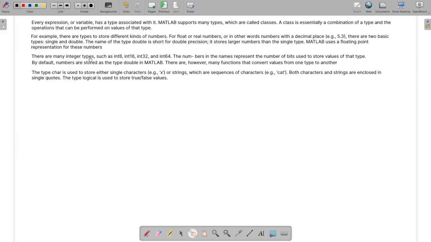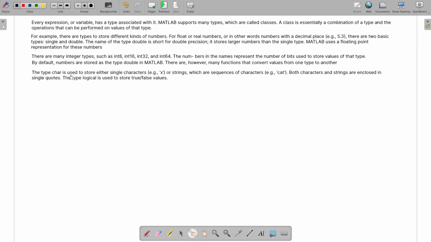There are many integer types such as int8, int16, int32 and int64. The numbers in the names represent the number of bits used to store the values of that type. By default, numbers are stored as double in MATLAB. There are many functions that convert values from one type to another.